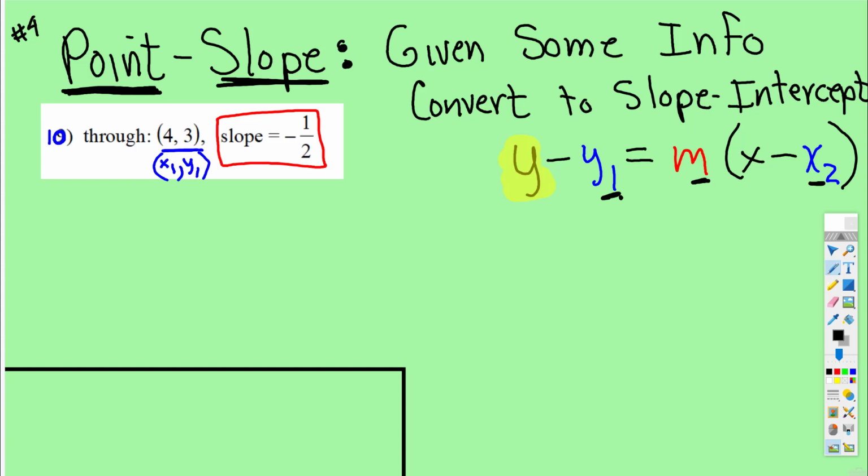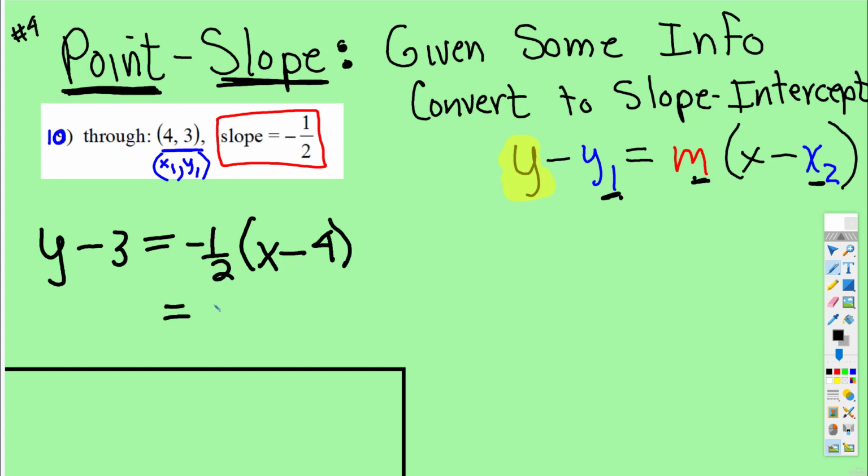So we'll get started. So y subtract the y value, which is 3, is equal to the slope. Well, this slope is -1/2. x subtract the x value, which happens to be 4. On the right side, you're going to go ahead and do the distributive. -1/2 times x is just -1/2 x. Well, half of 4 is 2, but negative times negative is positive, so plus 2.